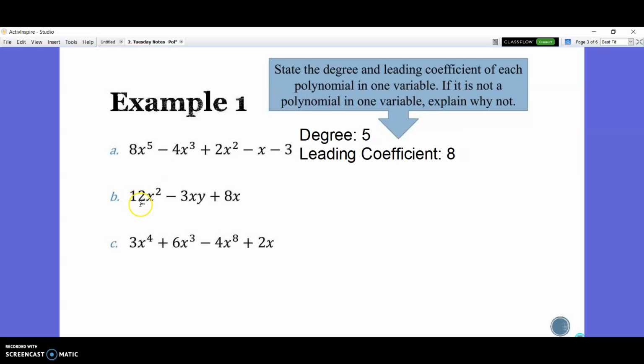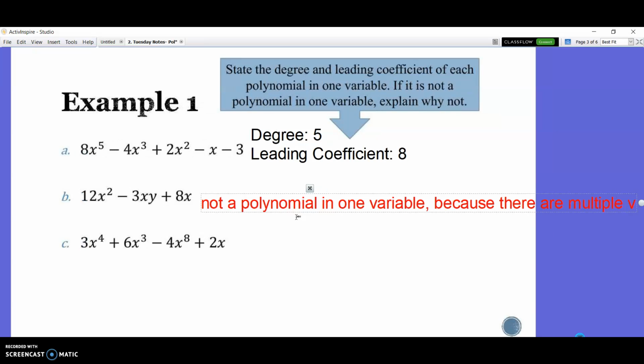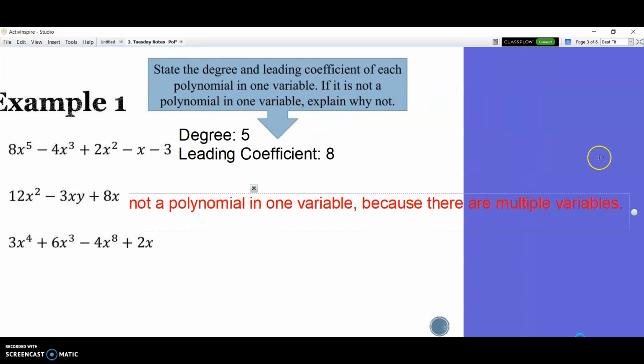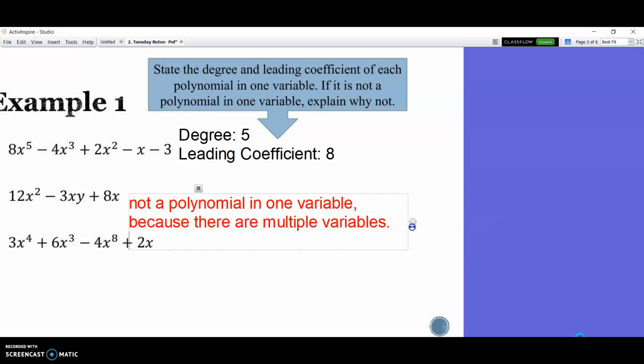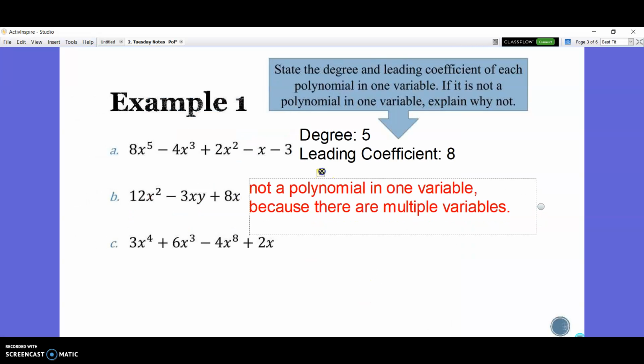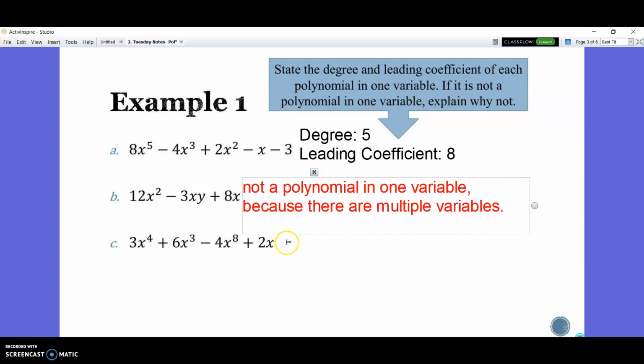Here, I look at this one, 12x squared minus 3xy plus 8y. Now, this is not going to be a polynomial in one variable because there's more than one variable. So I'm going to say that this is not a polynomial in one variable. All right. So not a polynomial in one variable because there are multiple variables.